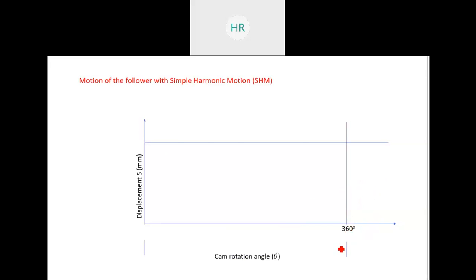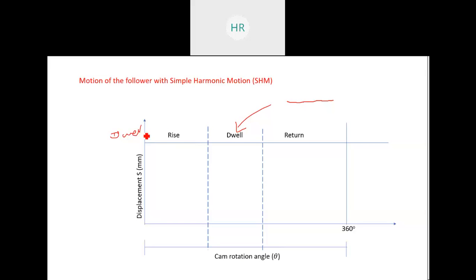This is the 360 degree distance, and in this simple harmonic motion I have taken only three parts: rise, dwell and return. Generally these three are important. Dwell, you know that during the dwell period my follower is not moving at all. So wherever there is a dwell mentioned for this much angle, your follower will maintain its position. It is not going to move anywhere. So no matter whether your additional value is provided or not, during the dwell period it will maintain a constant line. Okay. So I have shown here only three portions: rise, dwell and return.